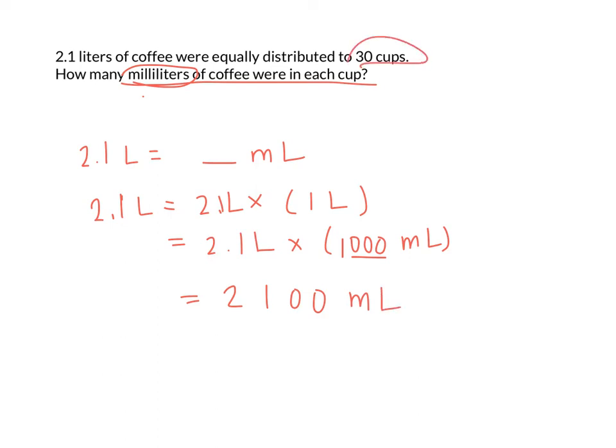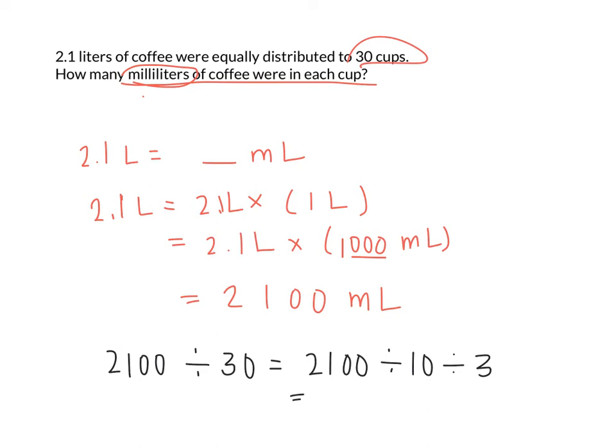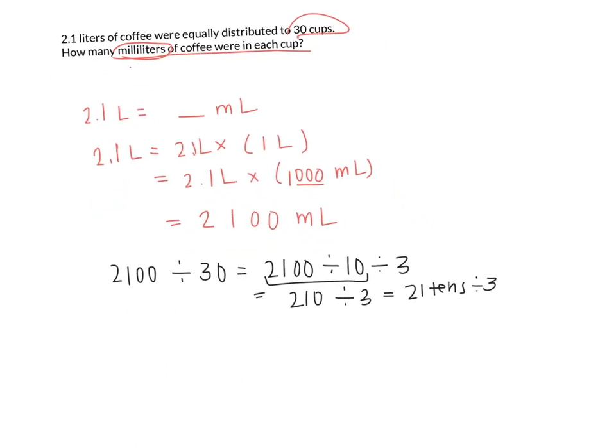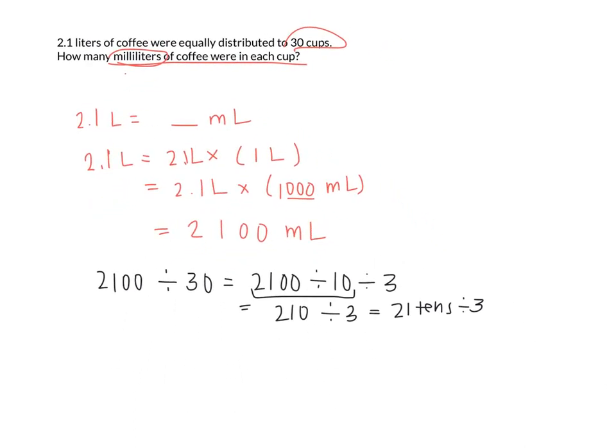But now we have to divide that into 30 cups. So we have to do 2,100 divided by 30, which is the same as 2,100 divided by 10 divided by 3, which is the same as if I divide 2,100 by 10, all those digits are shifting 1 spot to the right, so it'd be 210 divided by 3, which, thinking about unit form, that's 21 tens divided by 3, which would then be 7 tens, or 70, and my units is milliliters.